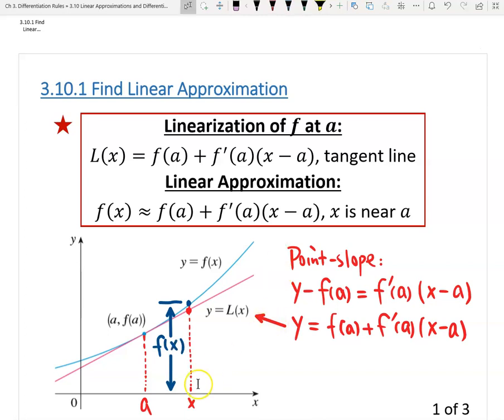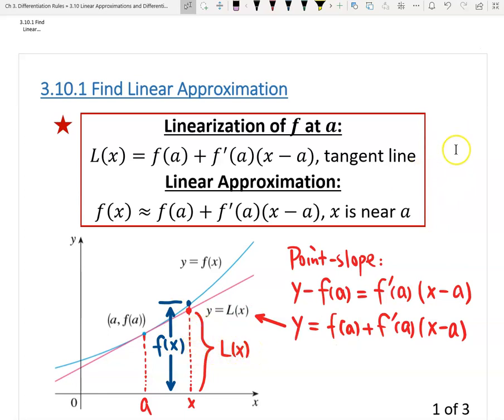Is this right? Which means the y coordinate of this point on the original curve is f(x). Now we have another, the red point, can you see? This is how high the point is on L(x), which is L(x). Of course, we can see now we can do approximation. f(x) can be approximated by L(x).